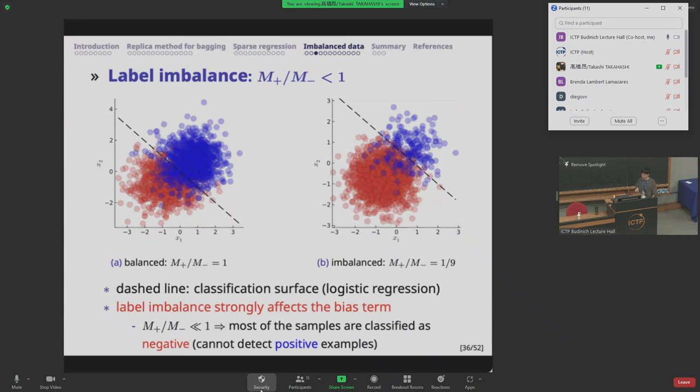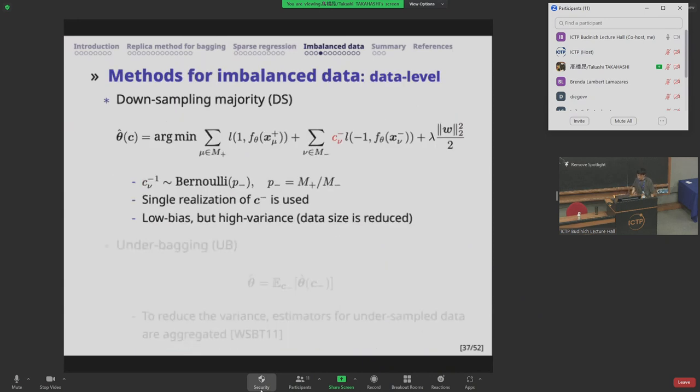So in the limit, the majority overwhelms the minority. If we do not take the imbalance into account, the usual best classification plane is around there, so we cannot detect positive samples. There are many methods for treating such imbalance.